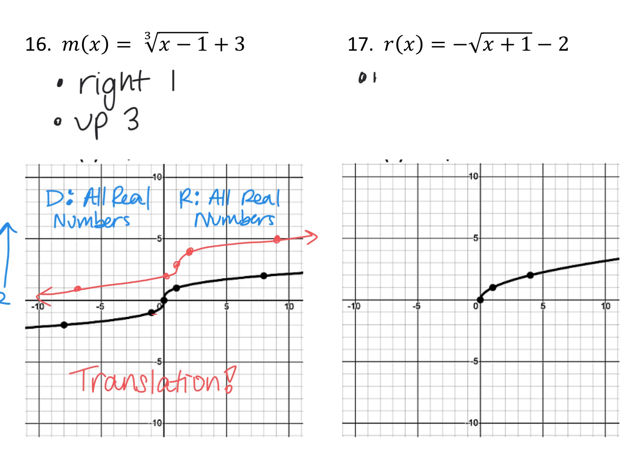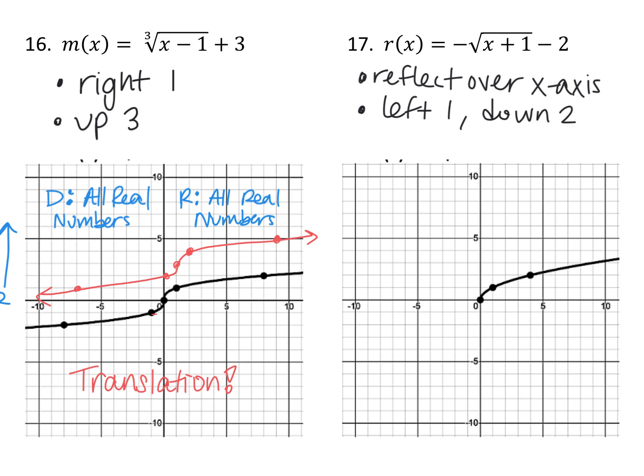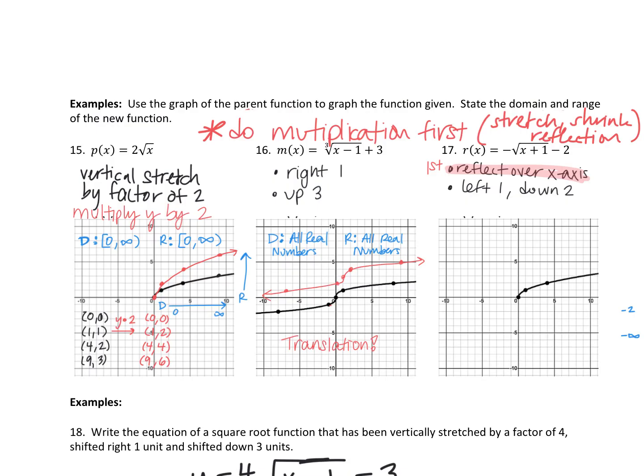Negative will make it reflect over the x-axis. By the way, if you see a negative inside of a root today, that would make it reflect over the y-axis because it's horizontal. And then we go left 1, down 2. Okay, you have to do this guy first because anytime you have a multiplication, so any a value, has to happen first. So any kind of reflection or stretch or shrink has to happen first. If you want to make a note at the top here, anything that's multiplication has to go first. So doing that first, we'll go back.